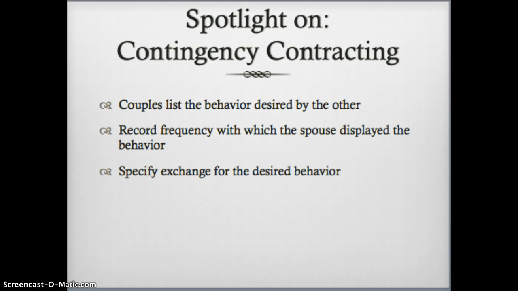So that is a little bit of information about cognitive behavioral therapy. There are many, many resources online on our Blackboard site if this is something that you enjoy and would like to learn more about.